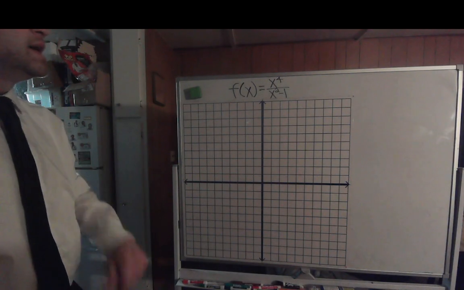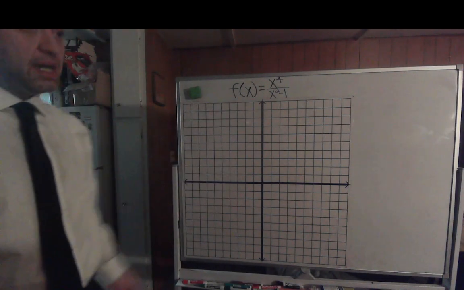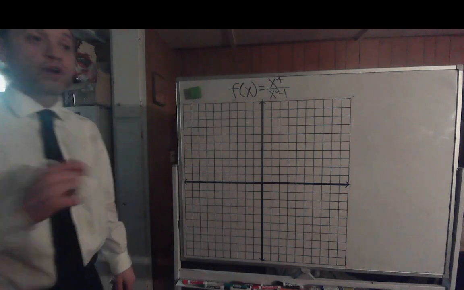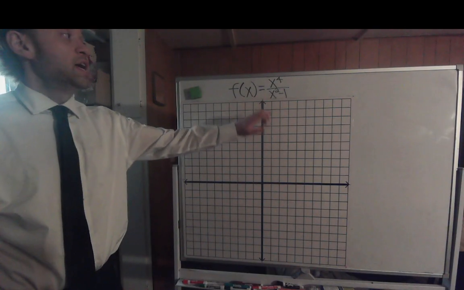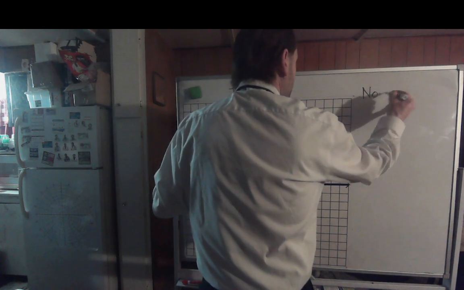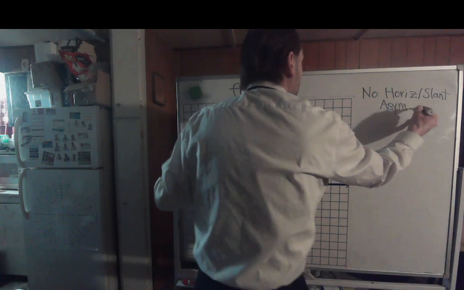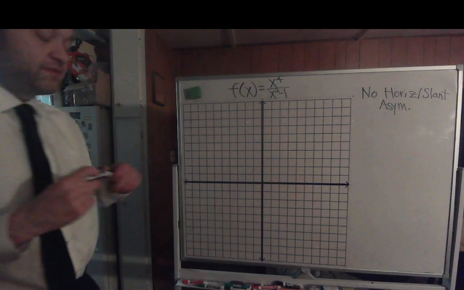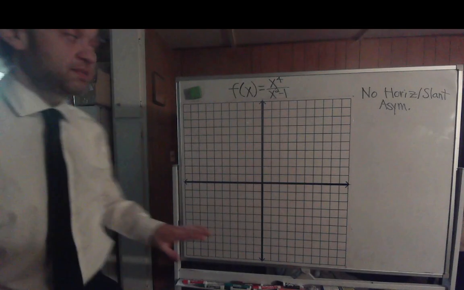Well, it is true now that the degree of the numerator is greater than the degree of the denominator. That much is true, but it's greater by more than 1 degree. If it's more than 1 degree, you have no horizontal or slant asymptote. Because the degree of the numerator is greater than the degree of the denominator by more than 1 degree, you have no horizontal or slant asymptote.